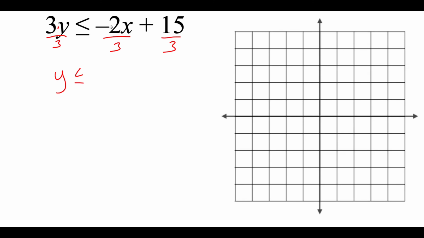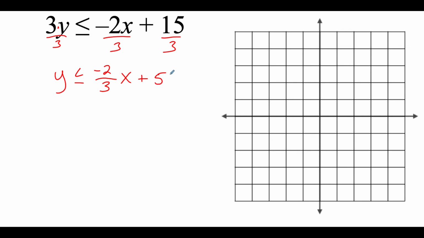Now we can't take negative 2 and divide it by 3, so I'm just going to leave it as a fraction, negative 2/3 x. And when we take 15 and divide it by 3, that's going to turn into plus 5. So we get the inequality y is less than or equal to negative 2/3 x plus 5.